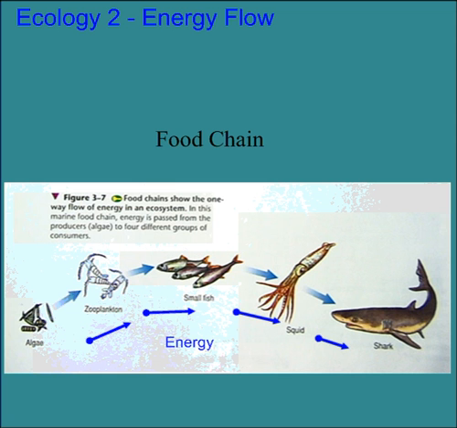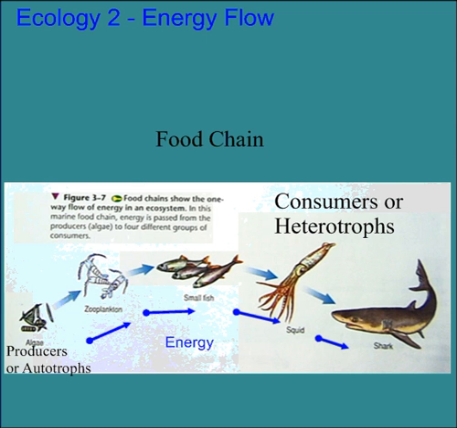It's important to remember also that energy flows through the ecosystem in only one direction. It's going to start with the producers that are getting their energy from the sun. In this case, that would be the algae over here. Those are our producers. And then each one of these animals that's eating or consuming is a consumer or heterotroph.